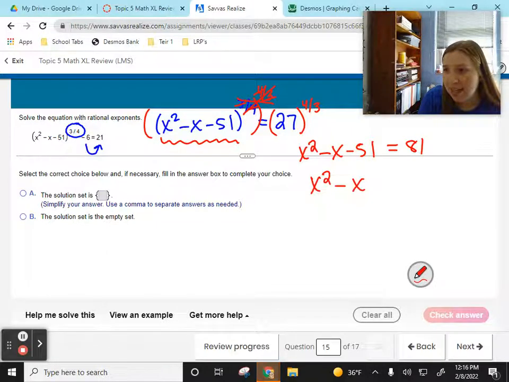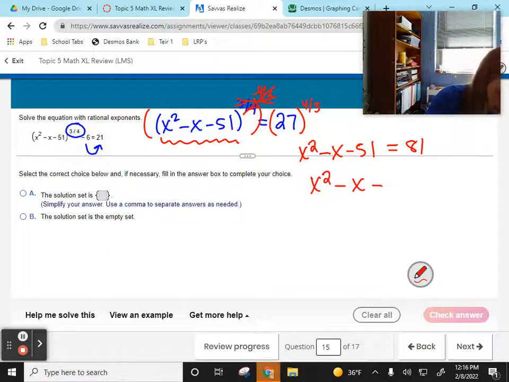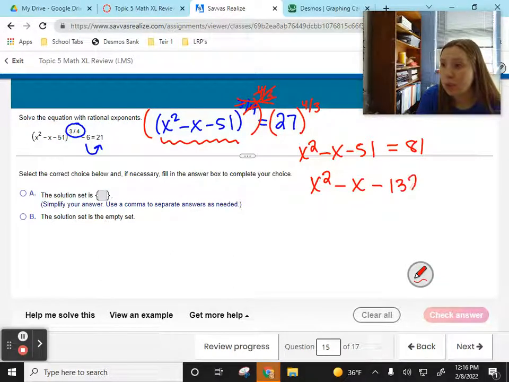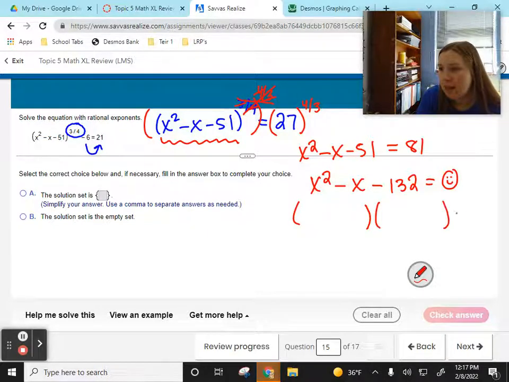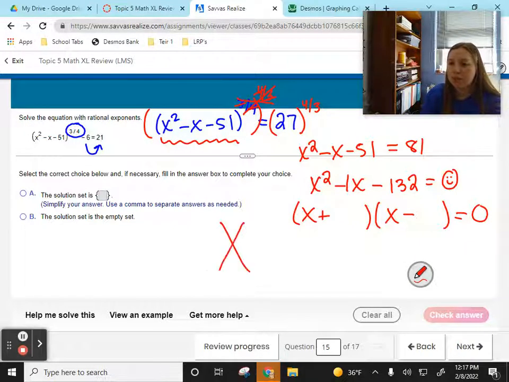x squared minus x minus 51 minus 81, which is minus 132, equals 0. Once I have a 0 in there, I'm ready to factor. I know that my factors, one's going to be positive, one's going to be negative to get that negative 132. And I want them to add up to that middle term of negative 1. So I'm looking for factors of negative 132 that add up to 1.